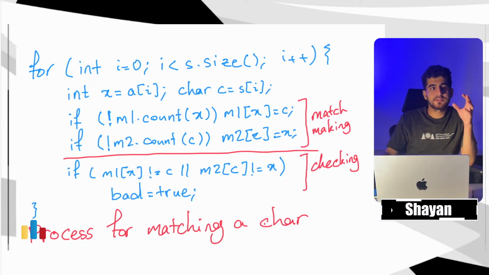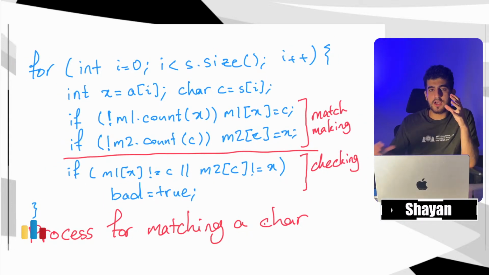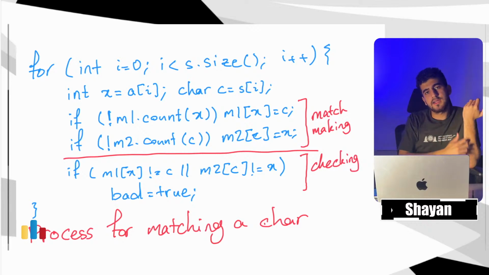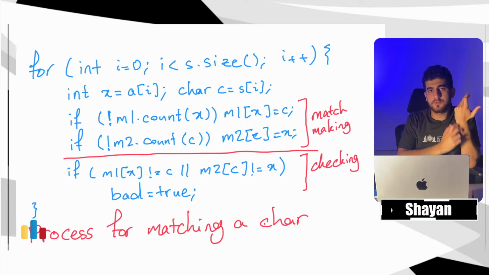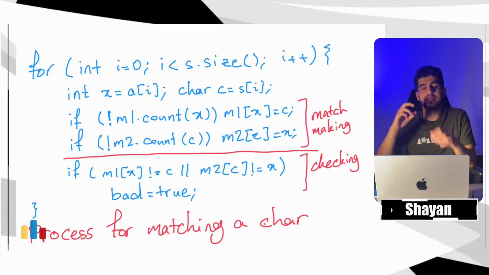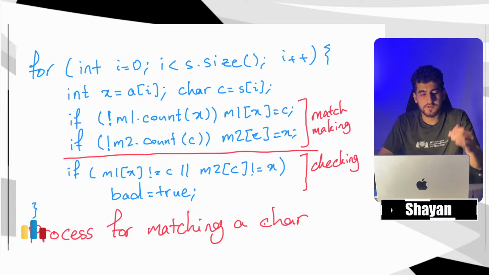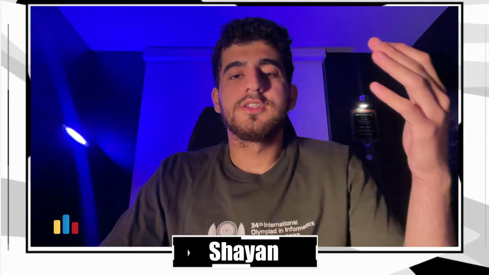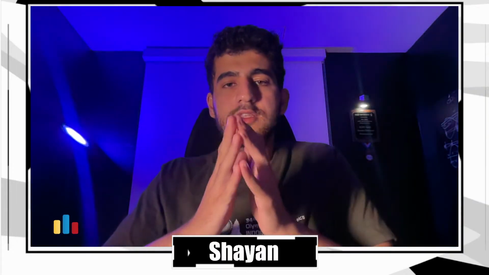So I define maps. As I go forward, I make these values match with each other, and so first I do the process of matchmaking, and then after that I do the process of checking. They are individual. They are being done individually. Okay. This way it is cleaner.